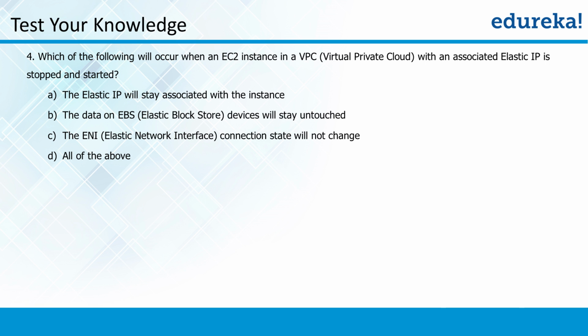All right. So the question here is, what happens when an EC2 instance in a VPC with an associated Elastic IP is stopped and started? The options are: A, Elastic IP will stay associated with the instance. B, the data on EBS devices will stay untouched, which means the data will be safe. We've not covered EBS, but maybe some of you are familiar with this. D, the ENI, the Elastic Network Interface connection state will not change. Maybe you can take a guess here. This is actually a very difficult question, and I think it is an actual question from the AWS certification examination.